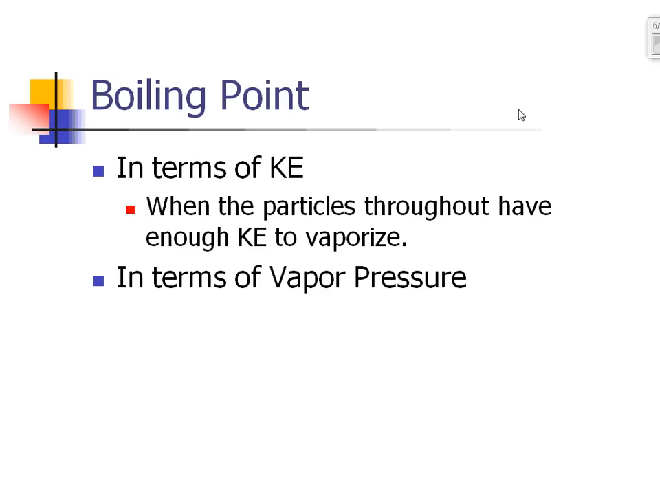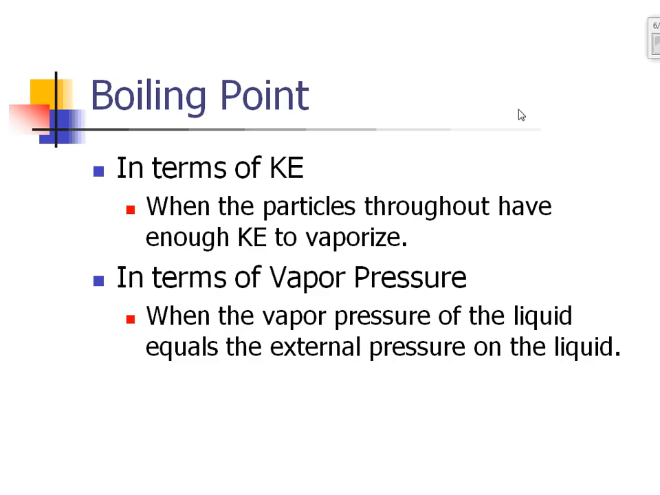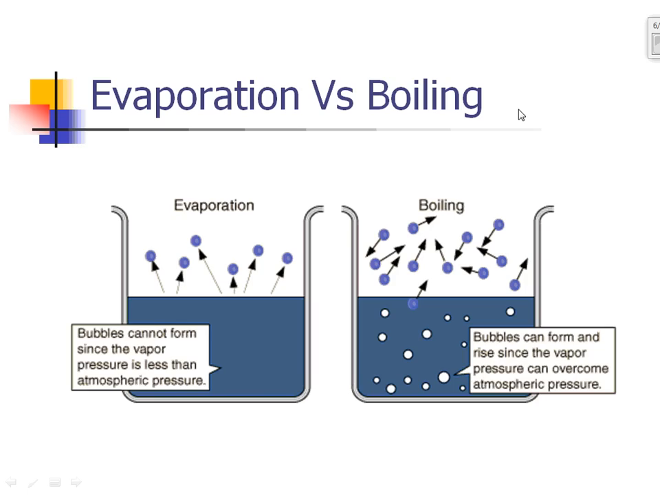Okay, in terms of vapor pressure, it is where the vapor pressure, so those gases right above that liquid, equals the external pressure on the liquid. What are they pushing on? That atmosphere. So boiling point, you can look at it in energy and in pressure, so in vapor pressure. Vapor pressure is just when it equalizes each other. Okay, so here again with the picture.